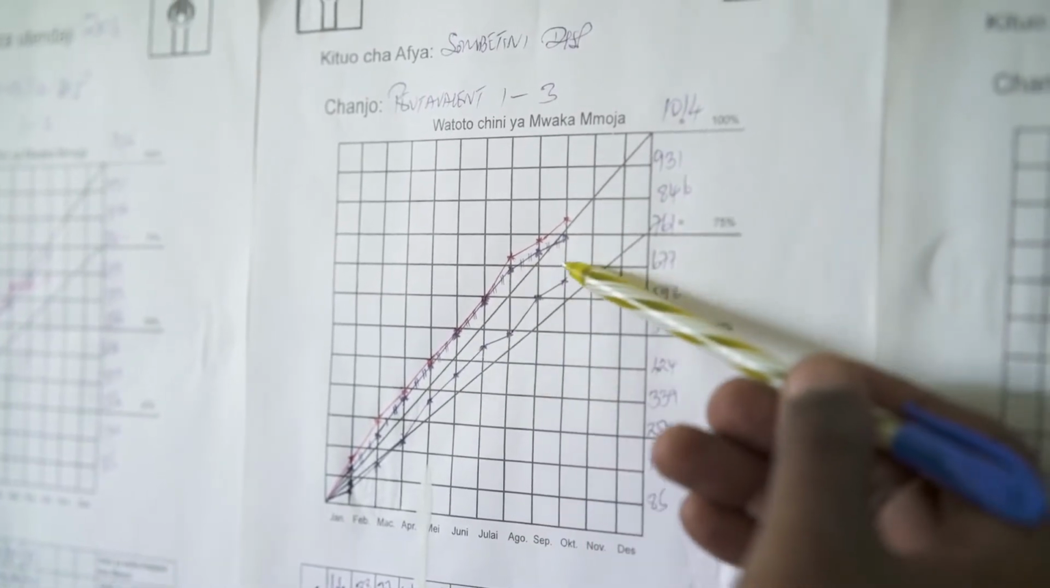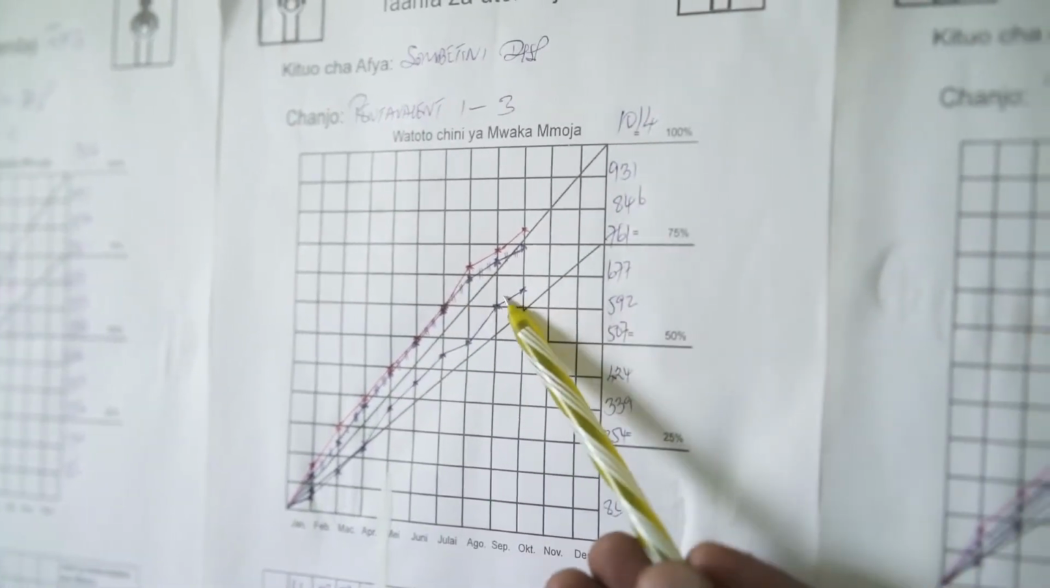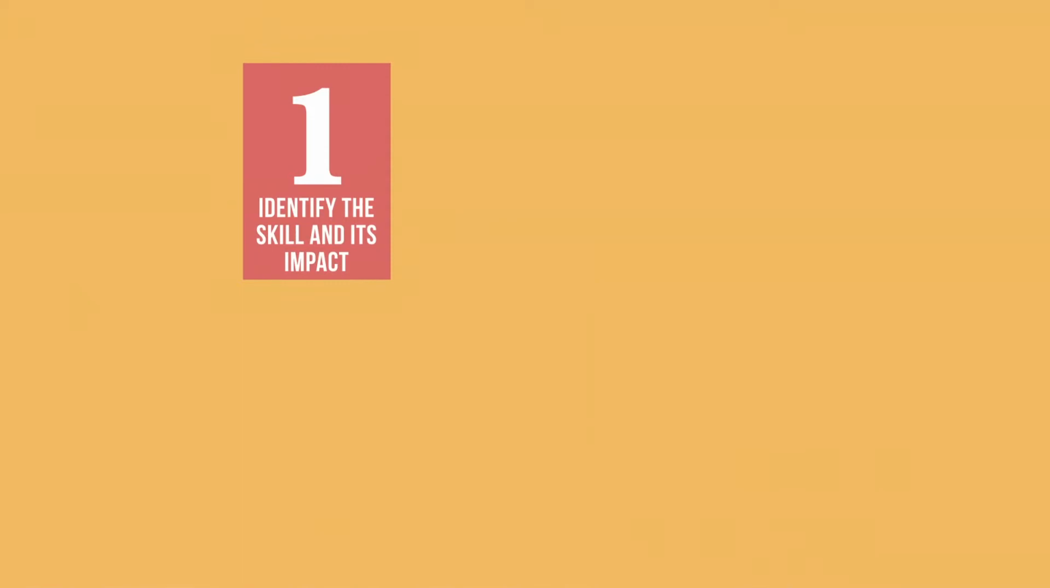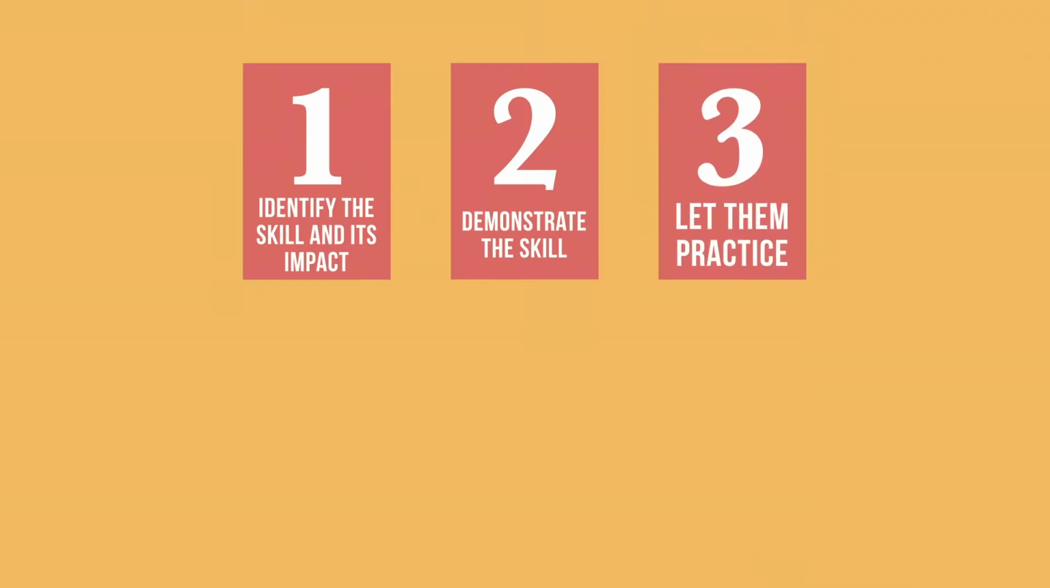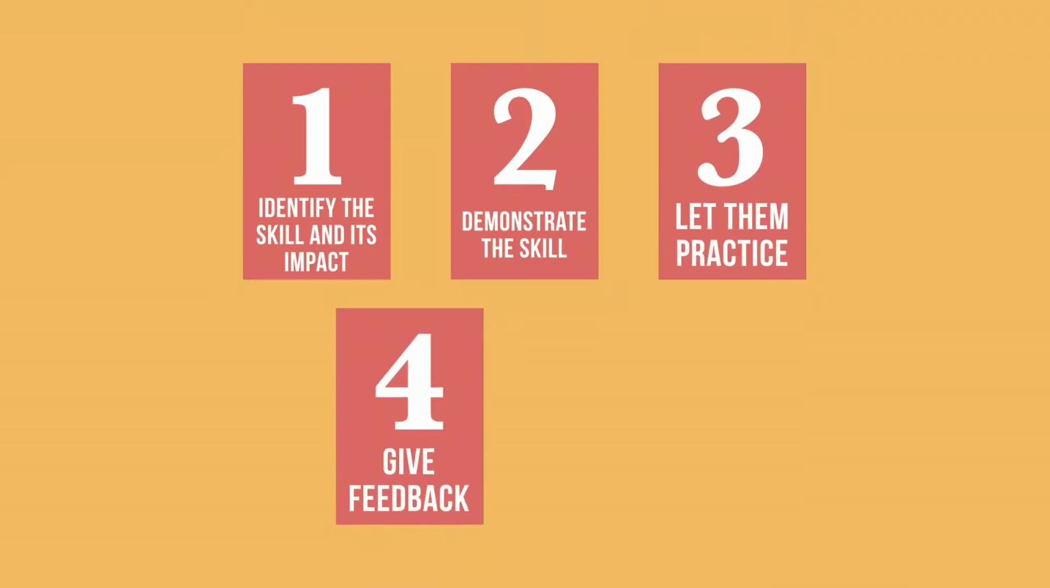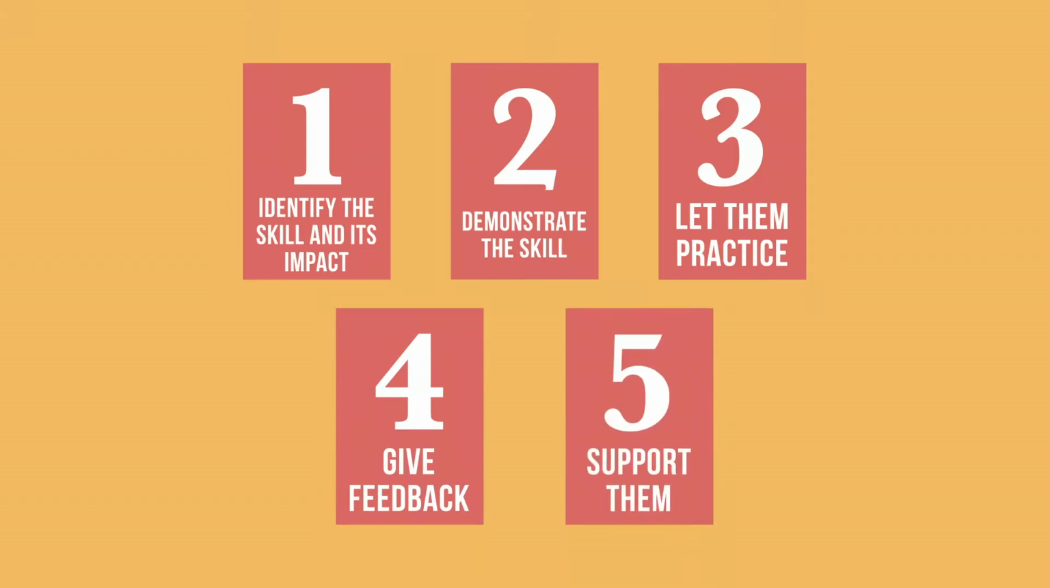Here are a few key strategies for providing on-the-job training. Identify the skill and its impact. Demonstrate or describe the skill, provide opportunities to let them practice the skill, give constructive feedback, and support them to perform the skill in the future.